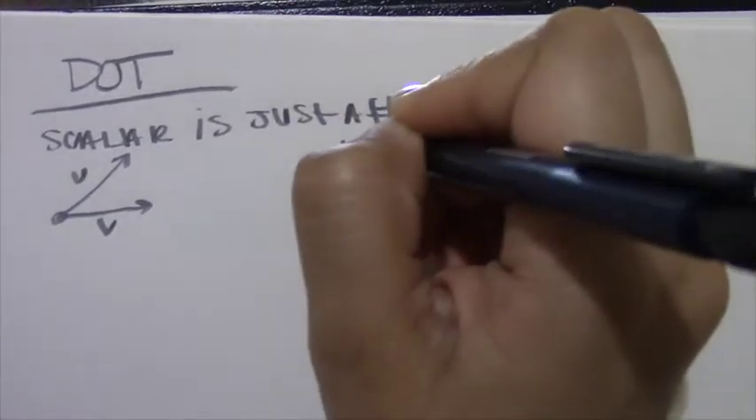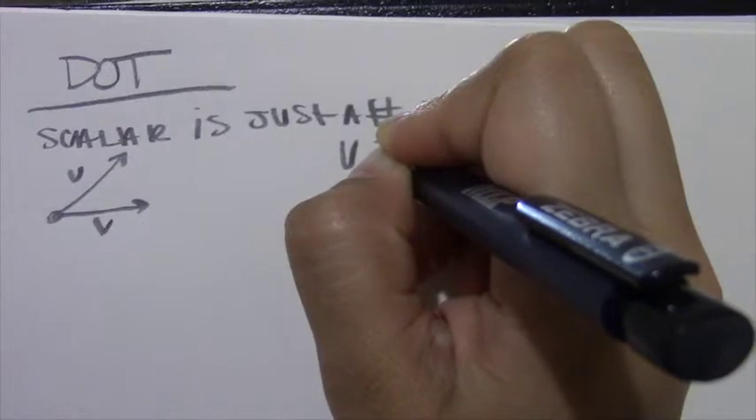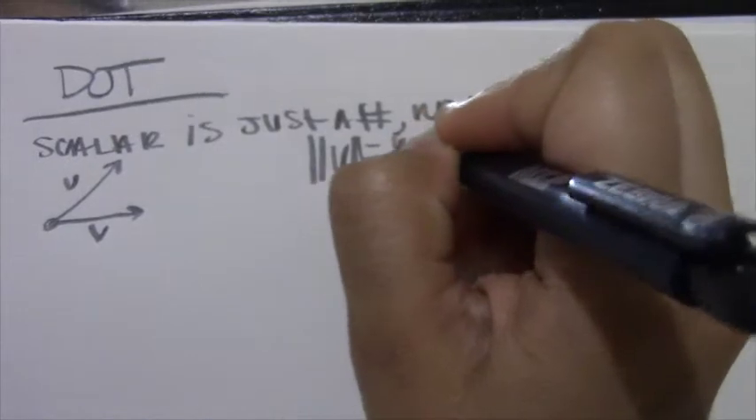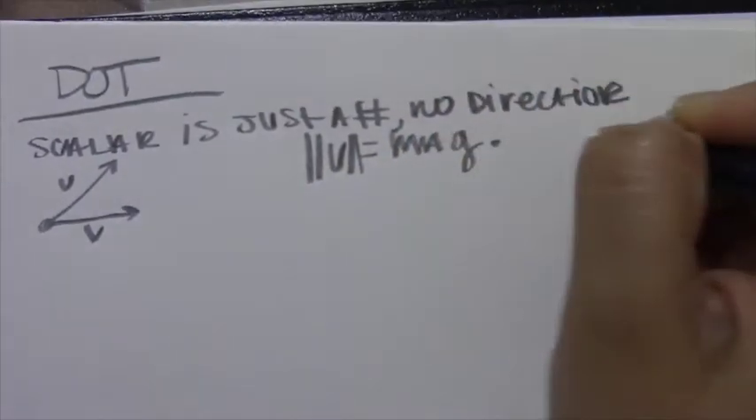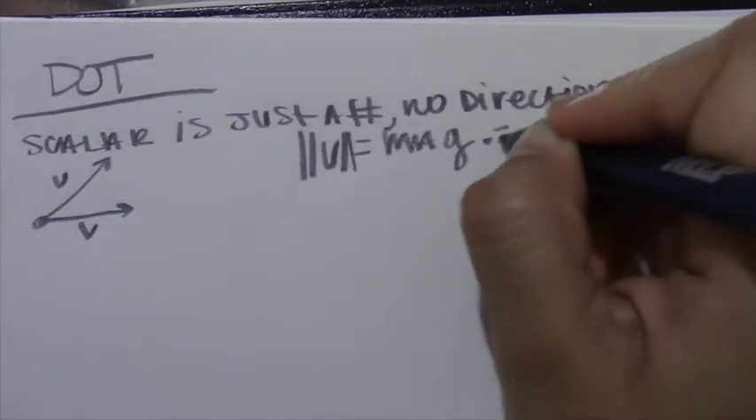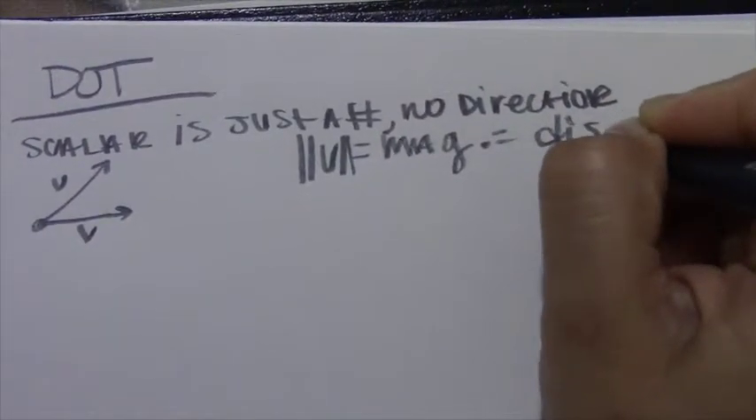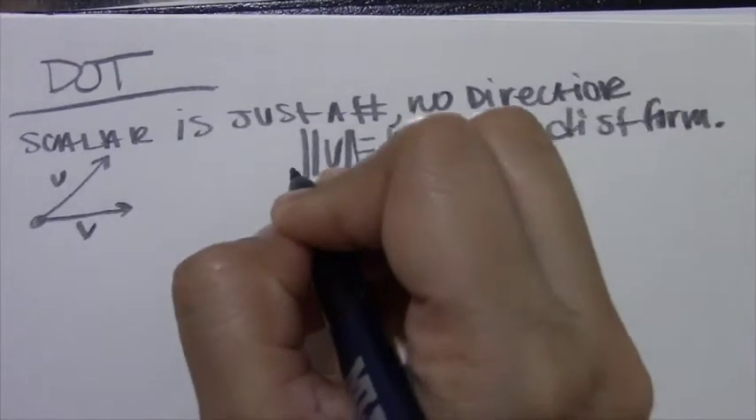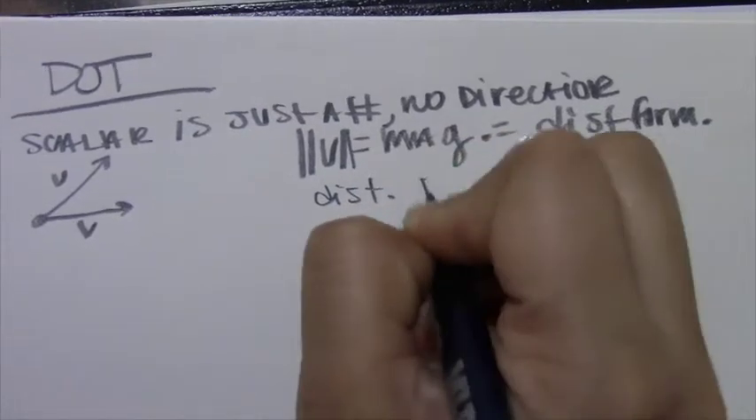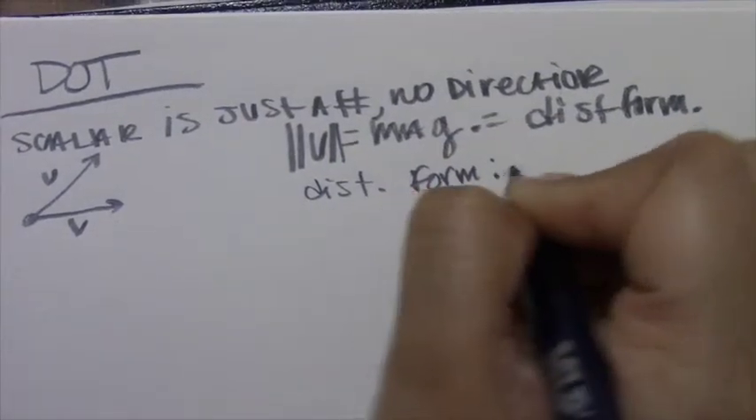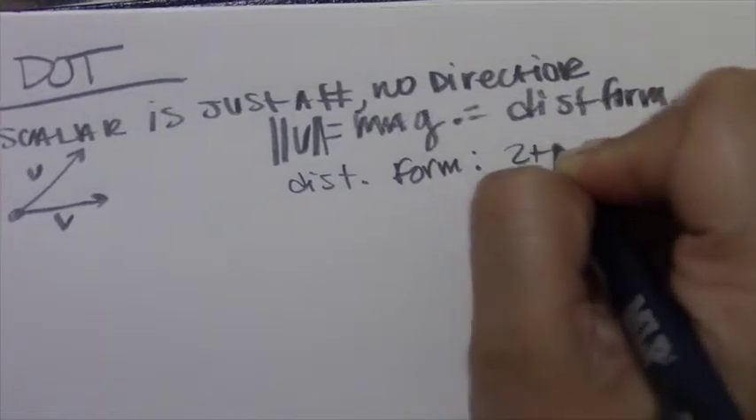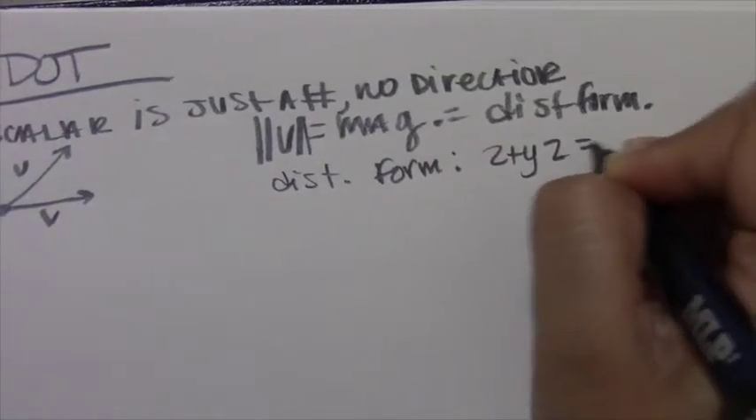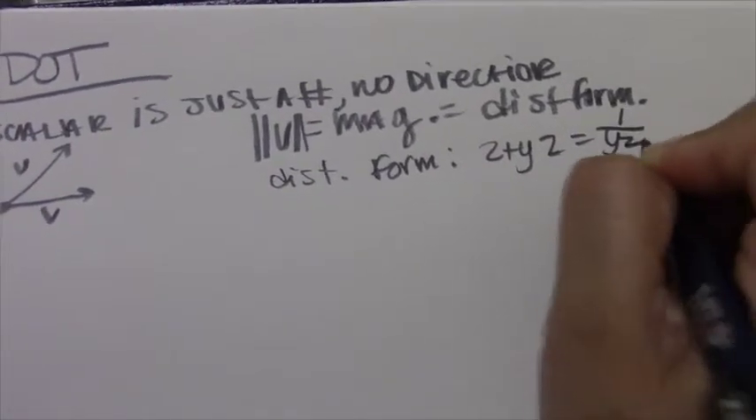U can be used to find a magnitude, which could equal the distance formula. The distance formula is 2 plus y. 2 equals y half.